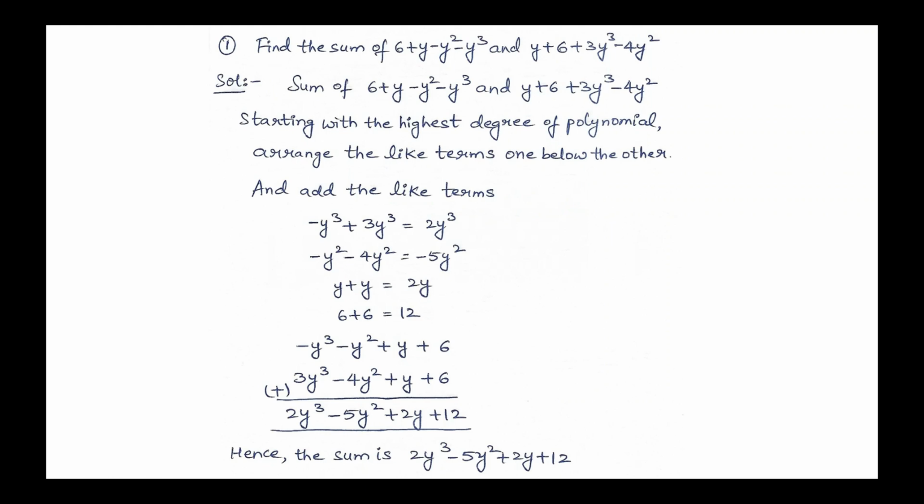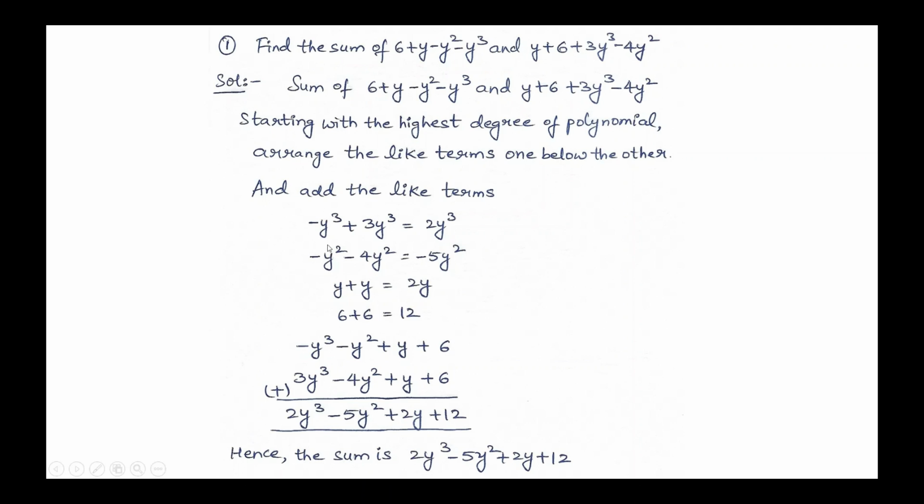So now we arrange the like terms in both the expressions one below the other. While doing so, we start with the highest degree of the polynomial, which is 3. In this case, it's as this. We write the first expression first and then write the second expression below that. After arranging in the said manner, we have to add the like terms.